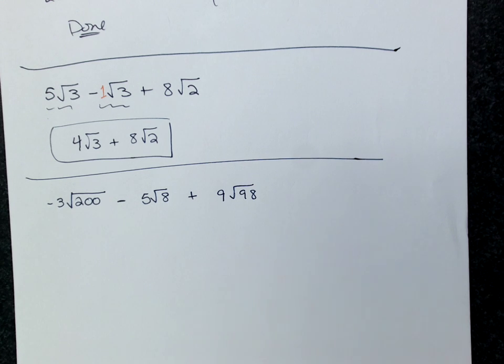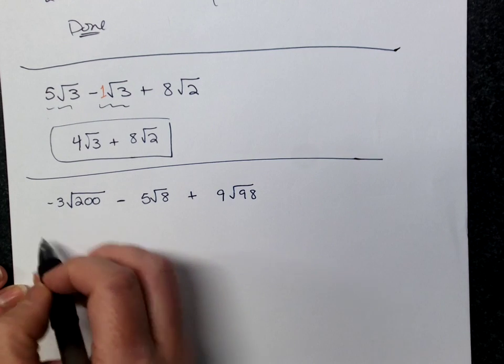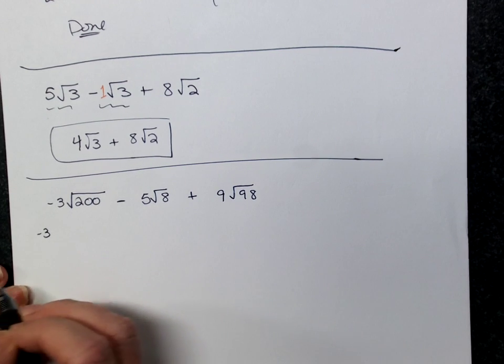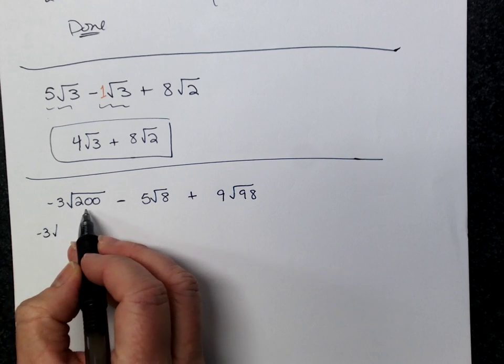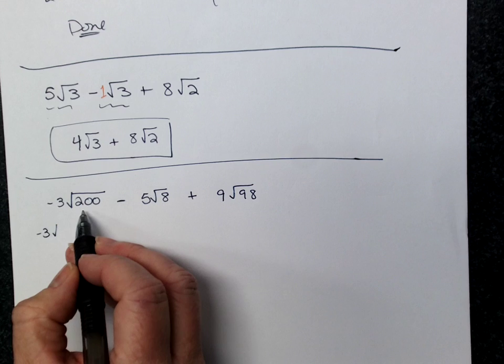Okay? So you got to be organized. You got to deal with 3 terms here. Now, when I say be organized, I've still got a negative 3 on the outside here. Okay? Now, I've got square root of 200. I'm going to break that up into 2 houses, because 200 is not a perfect square.